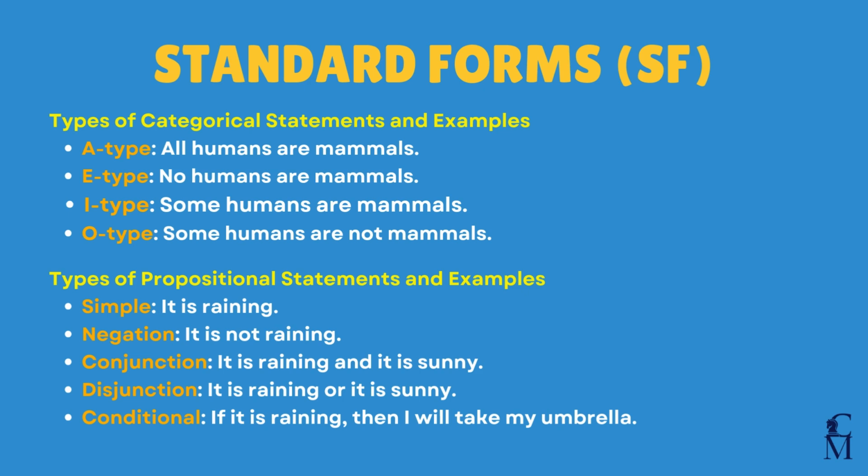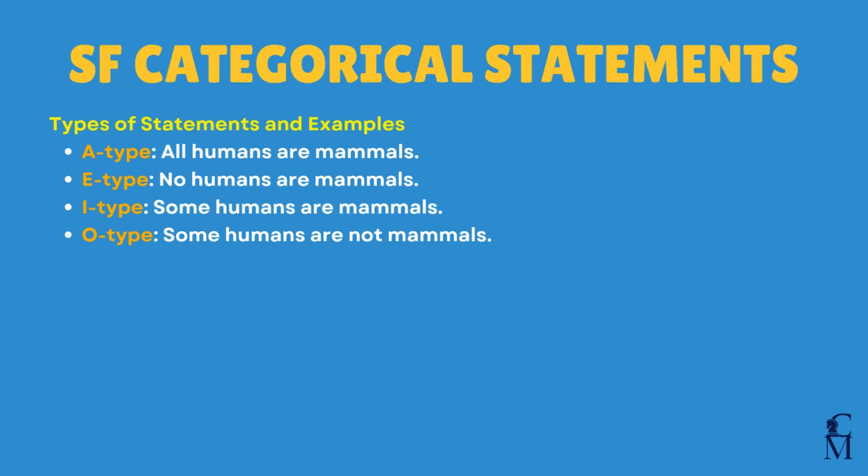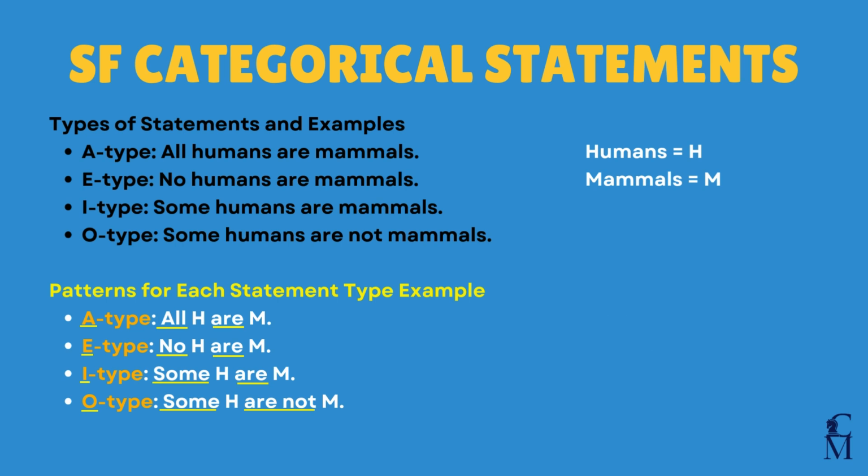These are all examples of categorical or propositional statements in standard form. In other words, each of these statements follows a specific pattern that all the statements of each kind can be put in. We can see the specific patterns for each kind of standard form categorical statement if we replace the particular category humans with a capital letter, H, to remind us that the letter H stands for the category humans, and we replace the category mammals with a capital letter, M, to remind us that M stands for the category mammals.